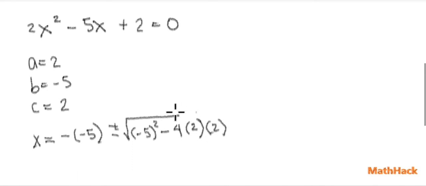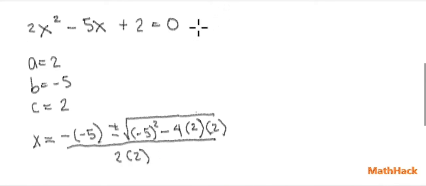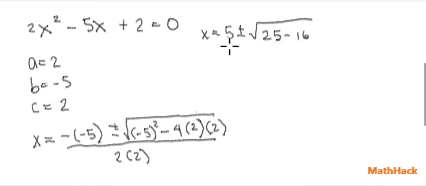The c is also 2, divided by 2 times a. So the a is still 2, so 2 times 2. Then, let's simplify. So, we have x is equal to negative of negative 5, which is positive 5, plus or minus the square root of negative 5 squared is 25, minus 4 times 2 is 8, times 2 is 16. So, 25 minus 16 is inside the square root symbol. In the denominator, we have 4. Okay? So, next, simplify further.